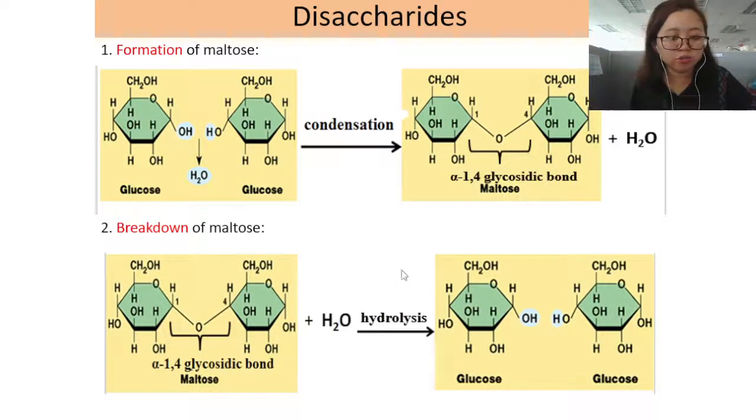For breakdown of maltose, it's the opposite. Okay, dia ada maltose di tengah-tengah, ada alpha 1,4 glycosidic bond. Kita tulis dia plus H2O. Tulis anak panah hydrolysis. And then it will become glucose and glucose. Jangan lupa tambah dia punya OH dengan H.